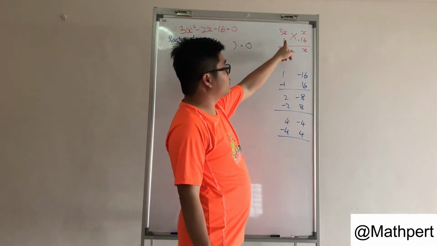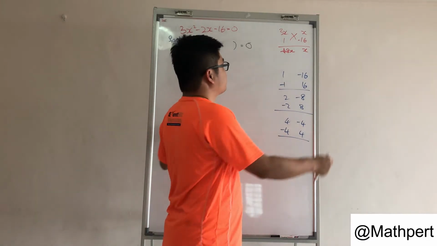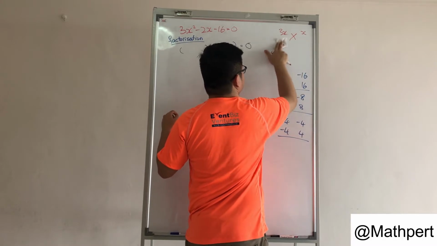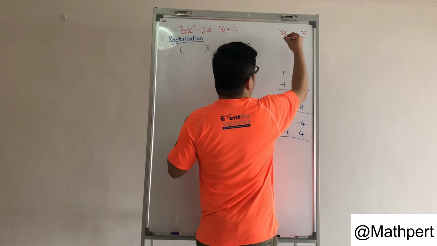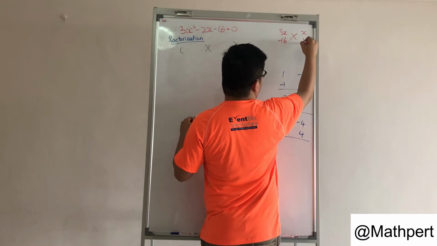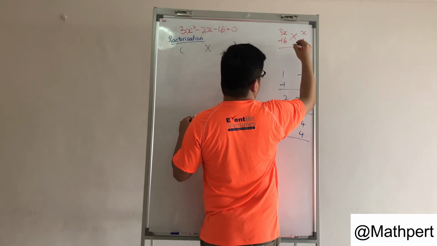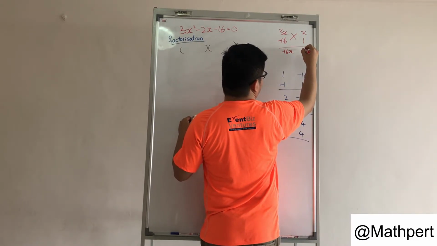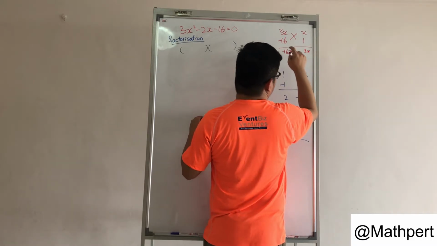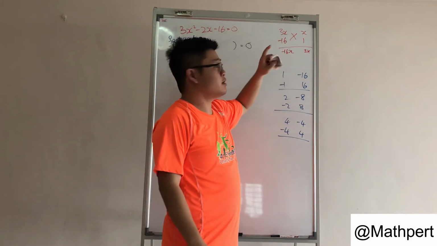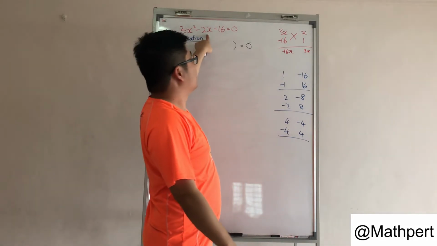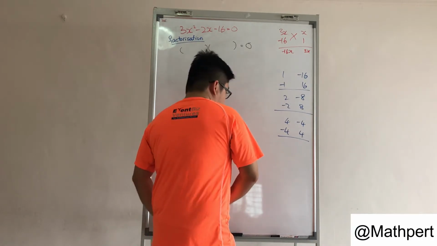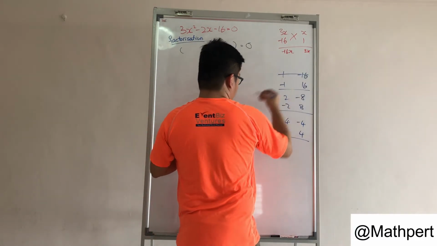So maybe we change the place for 1 and 16. We put negative 16 over here and put 1 here. So negative 16 multiply x will be negative 16x, 3x multiply 1 will be 3x. So negative 16x plus 3x will be negative 13x. But we need negative 2x. So this one cannot be done.